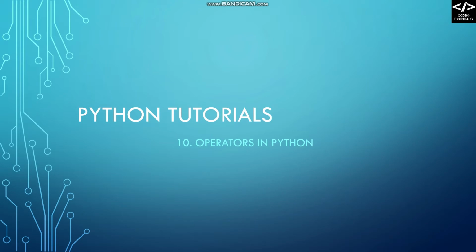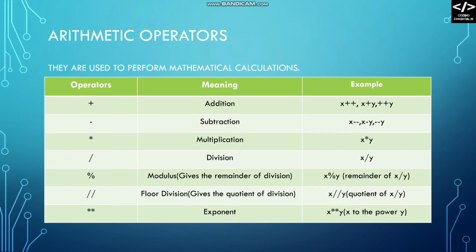Today's topic is operators in Python. The first kind of operators is arithmetic operators. They are used to perform mathematical calculations. So there are seven basic arithmetic operators. First one is plus, which means addition, so x plus y. Then comes minus, subtraction, x minus y.